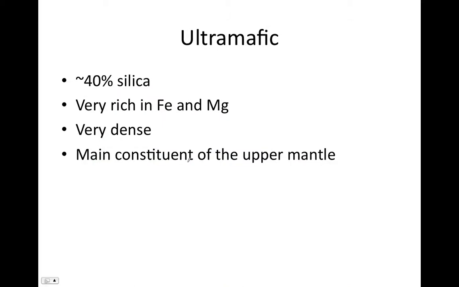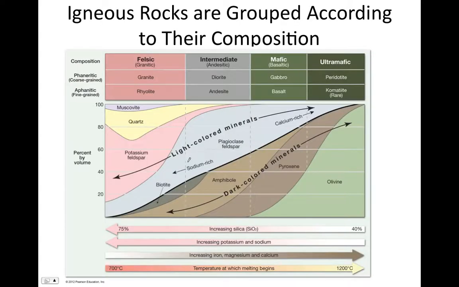And then finally we have ultramafic igneous rocks. Ultramafic igneous rocks are about 40% silica, so the least amount of silica, extremely rich in iron and magnesium, which makes them very dense. And ultramafic igneous rocks, I included them last because they do not naturally form in the crust. They are the main constituent of the upper mantle. So ultramafic rocks are mantle rocks. So if we find them at the surface, that's because they've been brought here by volcanism. They do not naturally form in the crust.